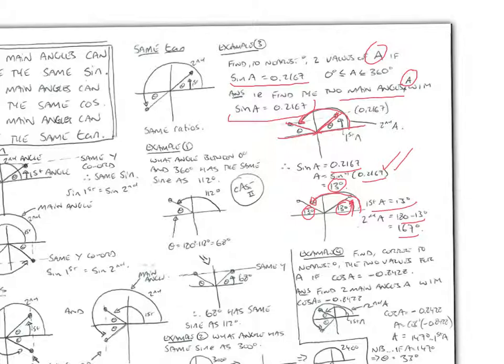So we've found two values for A, 13 and 167, whose sine is 0.2167. Okay, and we knew how to draw the diagram because the sine refers to the y. It's positive, so there's one, there's the other, and we found the first one before finding the second.